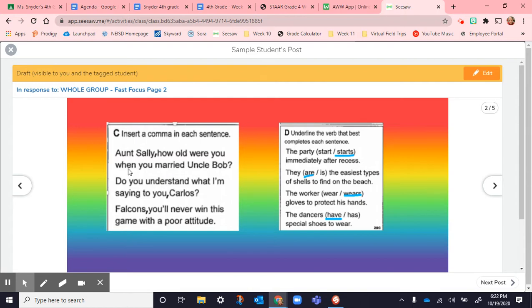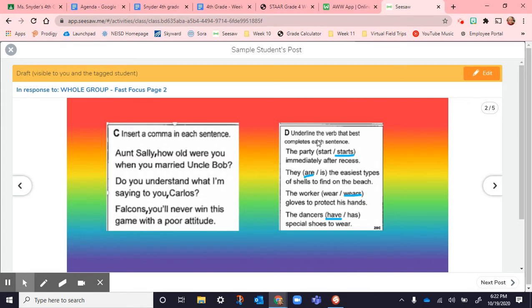Then we did page 2. We insert a comma. So we talked about these pauses here. After you say Aunt Sally, comma, how old were you when you married Uncle Bob? And then this one, we've got our name at the end. Do you understand what I'm saying to you, Carlos? You can hear that pause in there. Same thing with this one. Falcons, comma, you'll never win this game with a poor attitude. Putting that comma in there causes us to pause after or before those names.